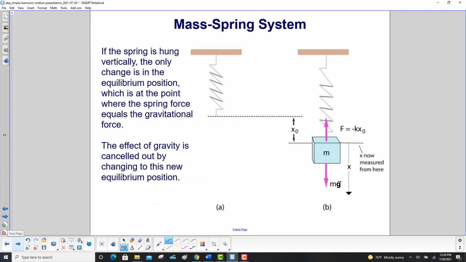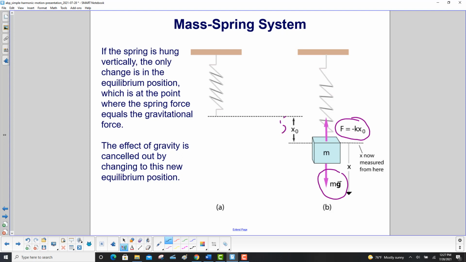Now let's make a vertical mass spring system. The only change will be the equilibrium position, which is at the point where the spring force equals the gravitational force. Here's gravity. If we just lower it down very gently and then stop holding it, it will stay there. So gravity's pulling it down. Hooke's law, the spring force is trying to pull it up.